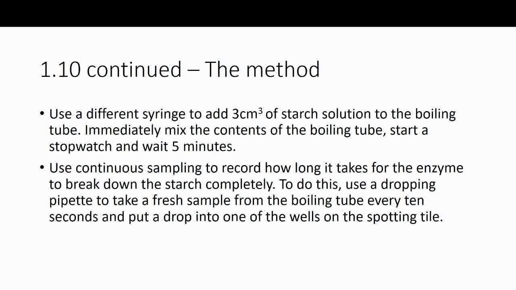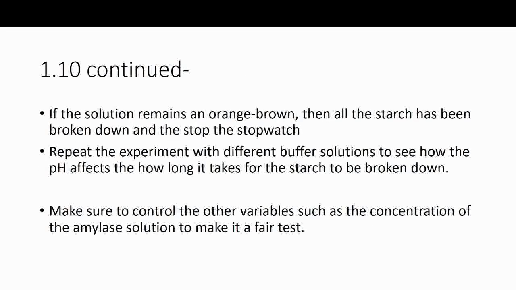Use continuous sampling to record how long it takes for the enzyme to break down the starch completely. To do this, use a dropping pipette to take a fresh sample from the boiling tube every 10 seconds and put a drop into one of the wells on the spotting tile. If the solution remains orange-brown, then all the starch has been broken down, and you stop the stopwatch.